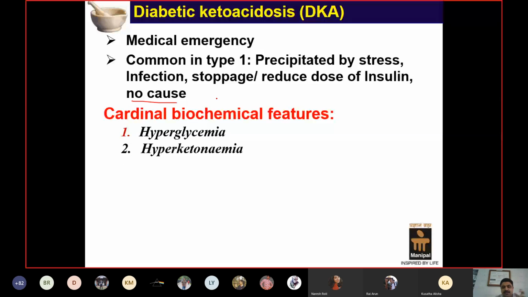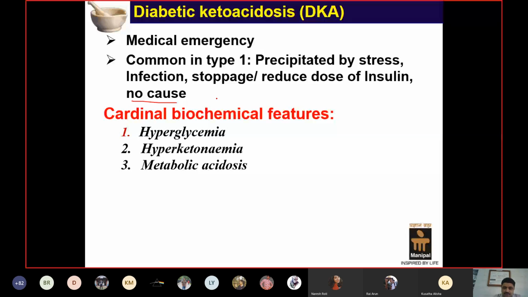Hyperketonemia, the ketone level in the blood, will increase. So that is why it is called diabetic keto, and there is metabolic acidosis also. So that is why diabetic ketoacidosis. So while managing, you have to think of these three things.